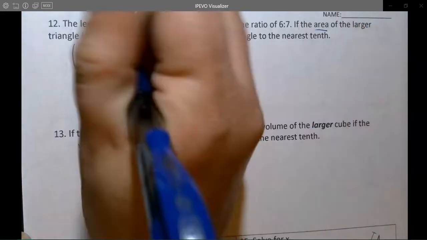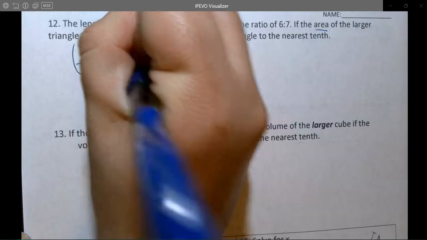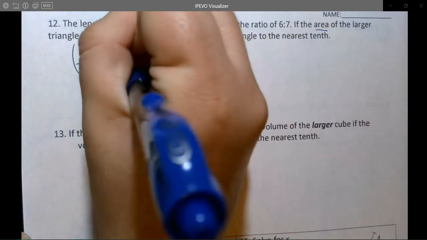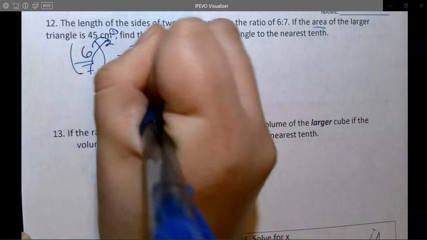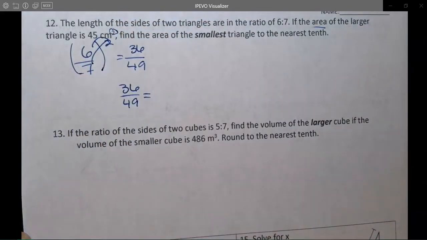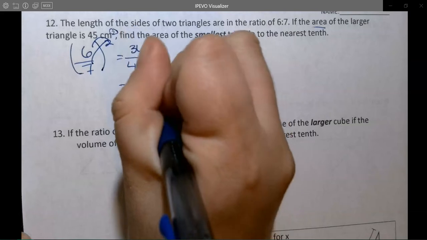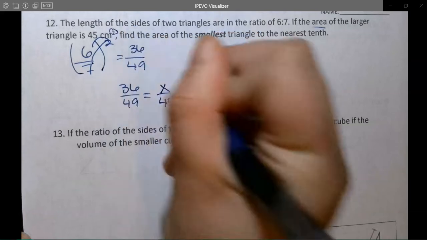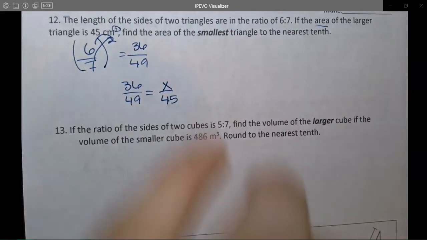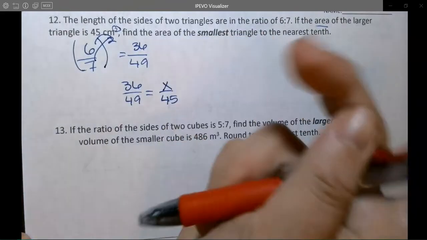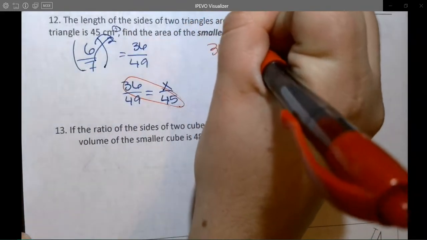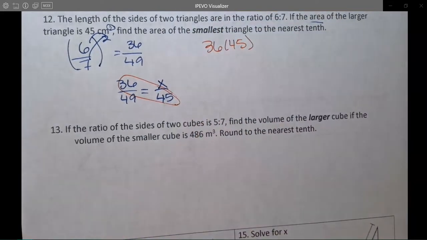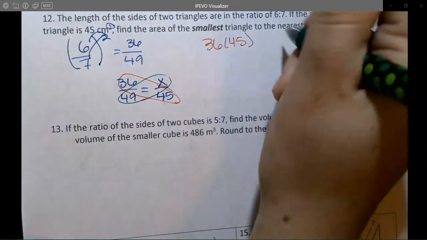So I'm going to distribute there. It's going to give me 36, because 6 squared is 36. 7 squared is 49. Then I want to go ahead and set up my ratio. I know that the larger triangle is 45, so that is going to go on the bottom of my ratio, and x is my unknown on top. So then I want to go ahead and cross multiply. We're going to have 36 times 45. And then on the other side, let me grab my green pen, I'm going to have 49 times x.